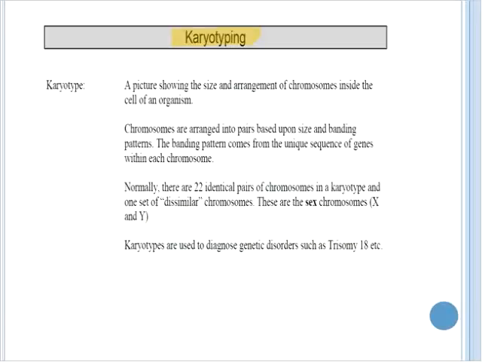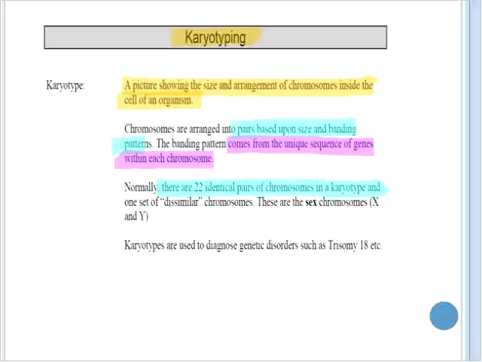Simply put, a karyotype is a picture that shows the size and arrangement of chromosomes inside the cell of an organism. Chromosomes are arranged into pairs based upon their size and banding patterns, and this banding pattern comes from the unique sequence of genes within each chromosome. Typically, normally, there are 22 identical pairs of chromosomes in a karyotype and one set of dissimilar chromosomes. These dissimilar chromosomes are the sex chromosomes X and Y. Karyotypes can be used to diagnose genetic disorders such as trisomy 18 and a whole host of others.